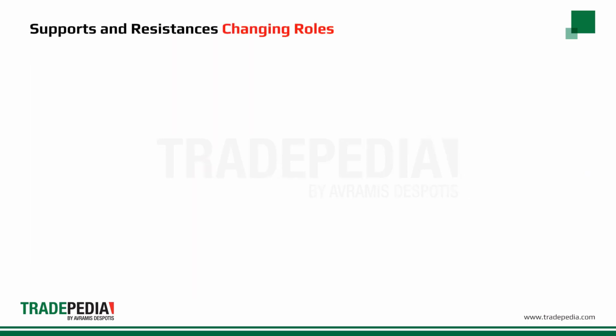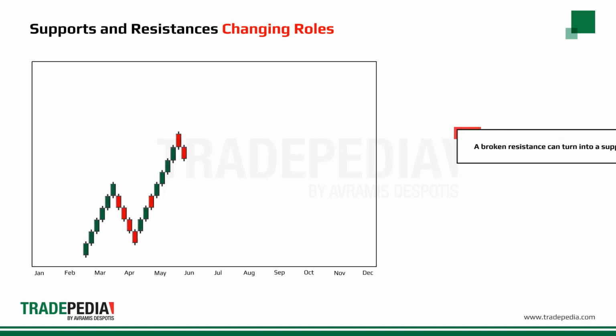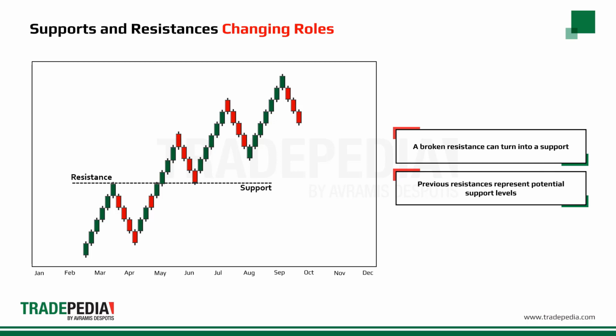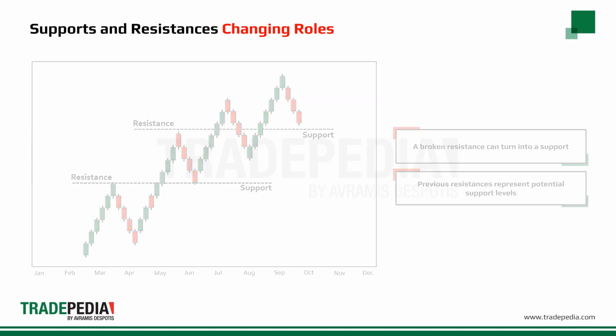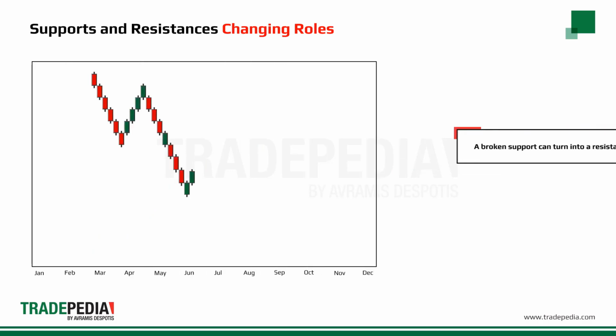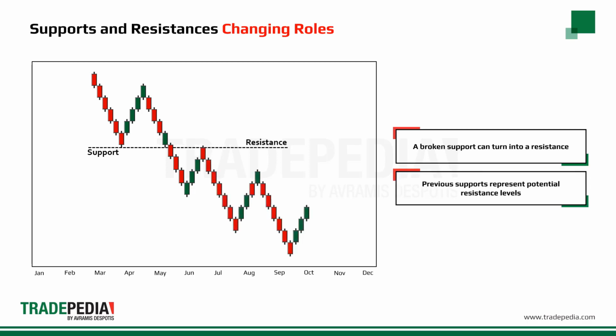Let's see how supports and resistances can also change roles. Once the price breaks above a resistance level, the broken resistance level can then turn into a support level. In this way, previous resistances represent potential future support levels. Once the price breaks below a support level, the broken support level can then turn into a resistance. In this way, previous supports represent potential future resistance levels.